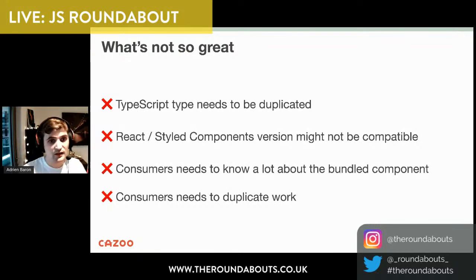What's not so great? Well, TypeScript types need to be duplicated. So both the consumer and the provider need to know what is the type of the component they provide and they consume. The React and styled-components versions might be incompatible at runtime, so it might not work. The consumer needs to know a lot about the bundled components. They need to know where to find the thing on window, all these nitty-gritty things. And there's a lot of duplicate work because all the consumers need to know what API to call and all these kinds of things. There's a lot of duplicated things.